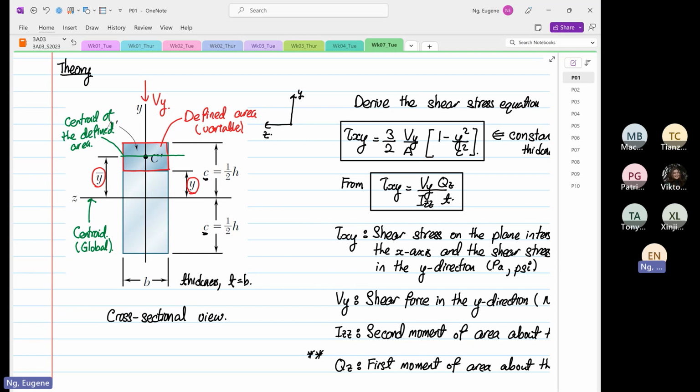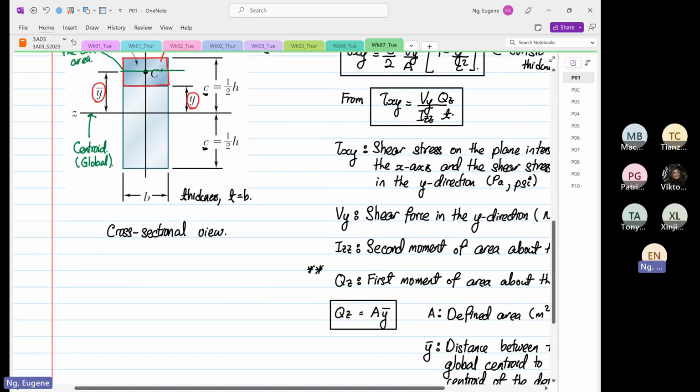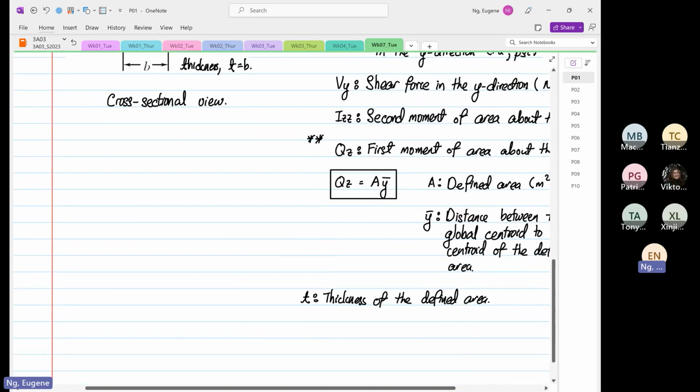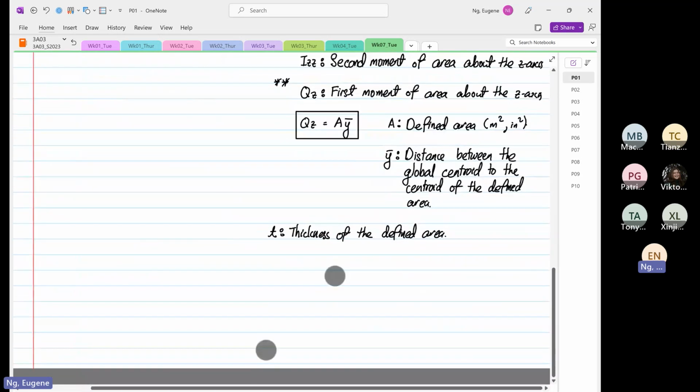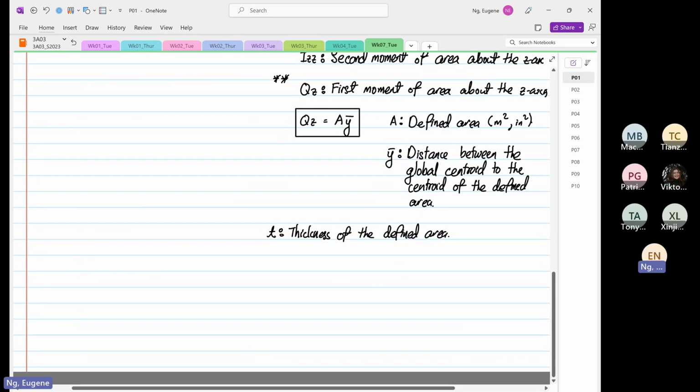From here, we're going to specify rule number 1. I'm going to write rule number 1. These rules are very, very important. We cannot break any of them during the analysis. So let's look at rule number 1.